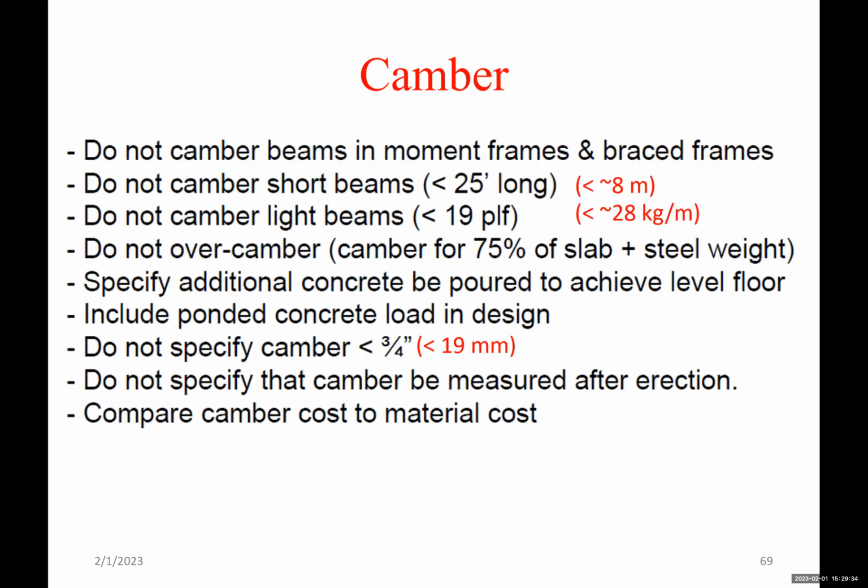Camber. When we have deflection issues, we camber the beams up. Camber is expensive. It's not something that we get for free with the beams. So here we have some rules for camber. Do not camber beams in moment frames and braced frames. If the beam is part of a lateral system, do not camber. Do not camber short beams that are less than like 25 feet. Do not camber light beams, small beams, W8s. Typically, do not camber them if they are less than 19 pounds per linear foot.